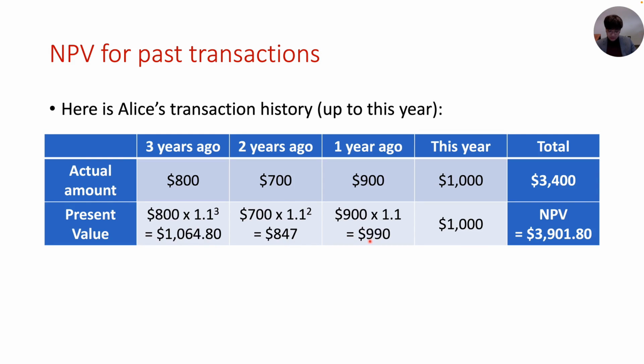In the same manner, the PV of the money spent 2 years ago is about $850, and that for the last year is $990. For this year, we don't need to compute because $1,000 itself is the present value. Second, add up the present values. Then the sum is about $3,900, which is the net present value of Alice's past transactions.